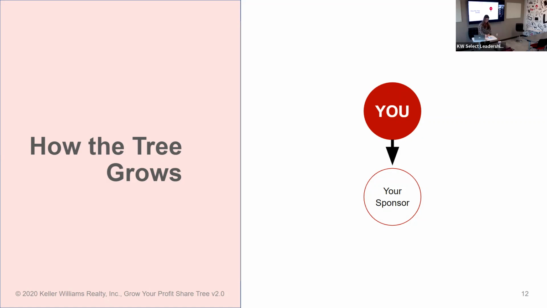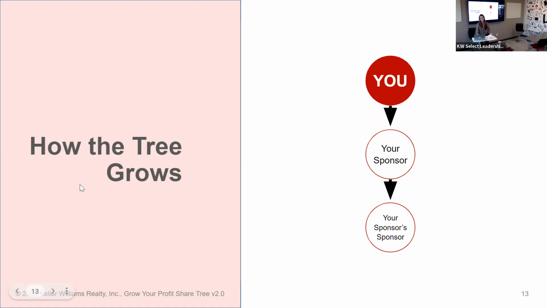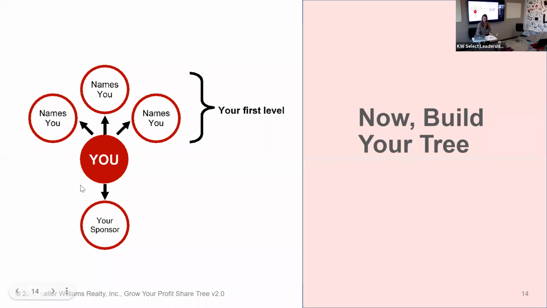Okay, so when you joined Keller Williams, you thought of one person that was most responsible for you coming into Keller Williams, and you named that person your sponsor. And then your sponsor also named somebody who they considered the biggest reason why they joined in. And it just kind of follows up through 7 levels of that.